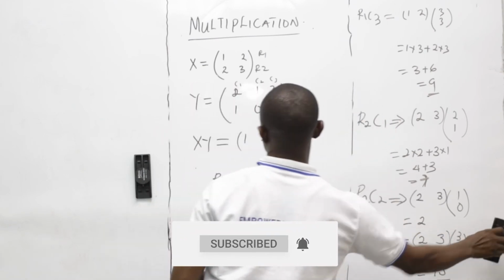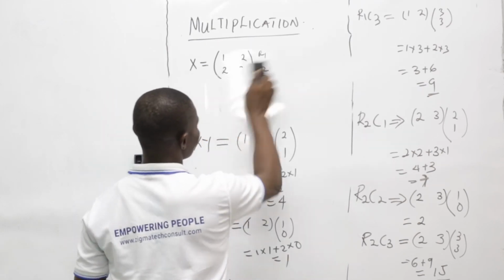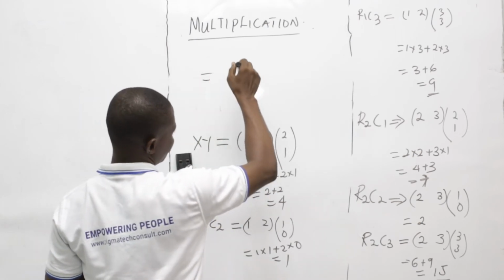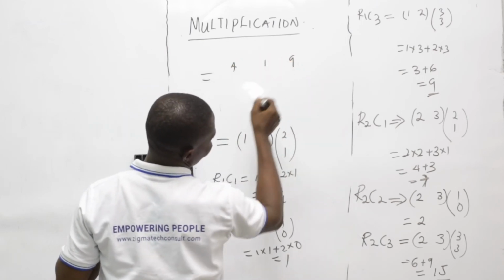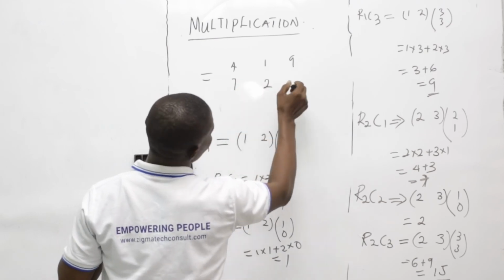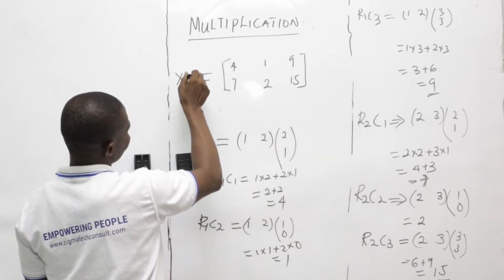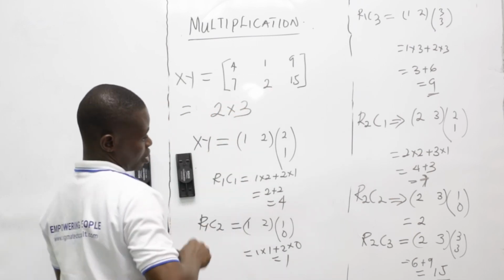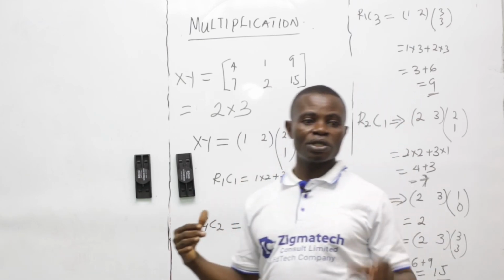So arranging this, the answer here, we're going to have that XY equals 4, 1, 9 for the first row, and 7, 2, and 15 for the second. So what is the order of the matrix XY? 2 by 3. Here comes to the end of this class for matrix multiplication.